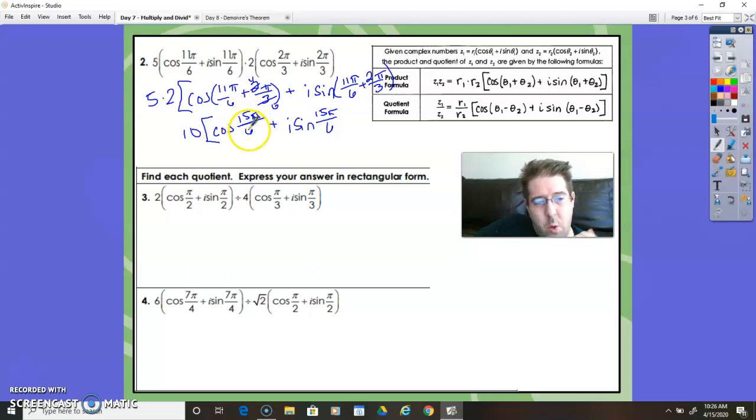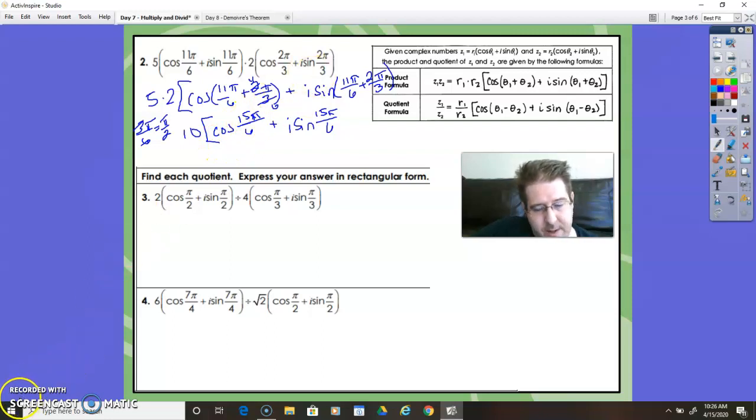So remember, 12 pi over 6 would be a full circle. This is really 3 pi over 6 more than going all the way around the full circle. So this is really the same thing as 3 pi over 6. 3 pi over 6 is really just pi over 2. So cosine of pi over 2.